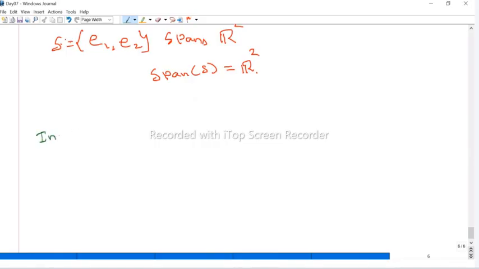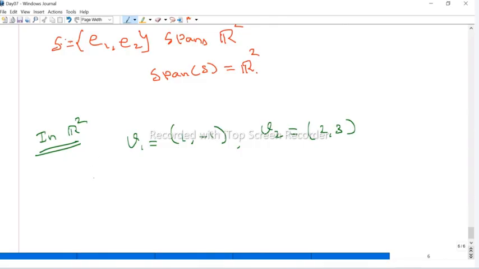Again take the space R2. In R2, I am taking v1 equal to (1, -1) and v2 equal to another vector, (2, 3). Now I am going to show these two vectors span the entire R2. That means we have to show that if you take any element in R2, that element can be written as a linear combination of these two vectors v1, v2.